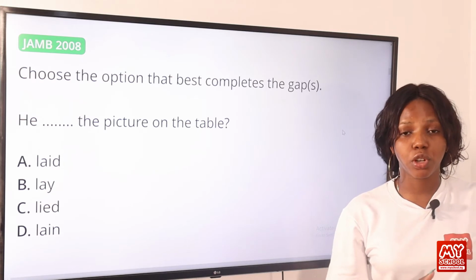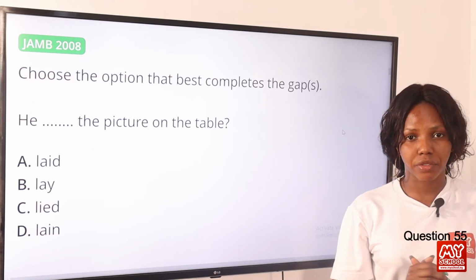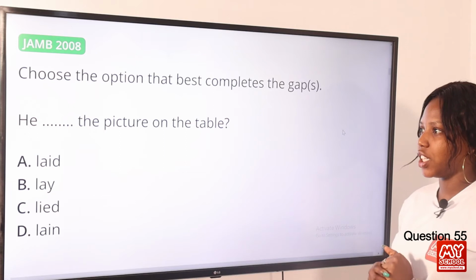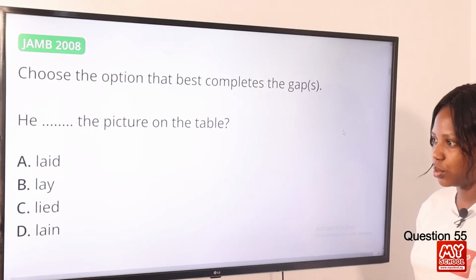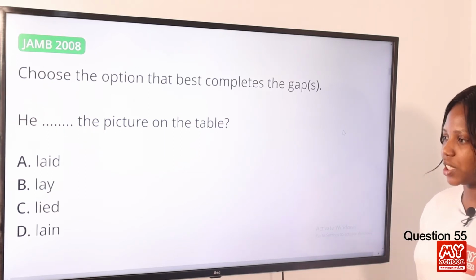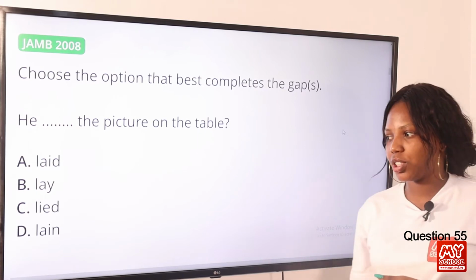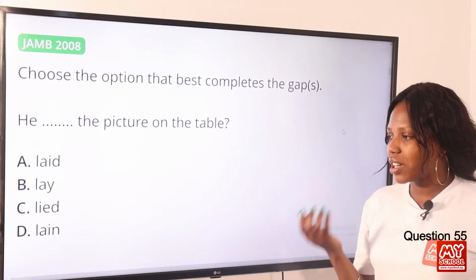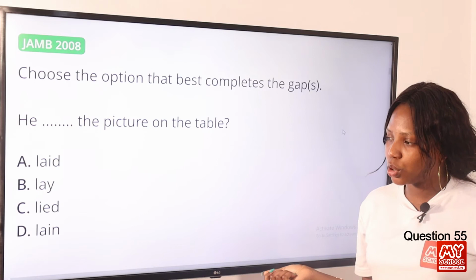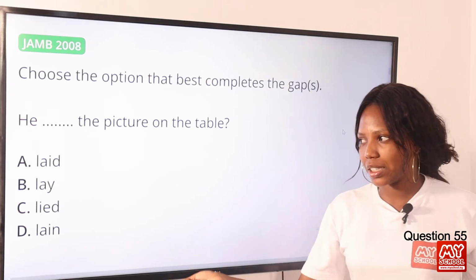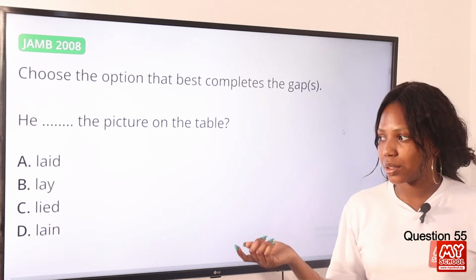Now moving on to question 55. He dashed the picture on the table. So we have option A, laid. Option B, lay. Option C, lied. Option D, laid. So naturally, or intuitively, you would want to omit option C and D, and then we are left with option A and B.